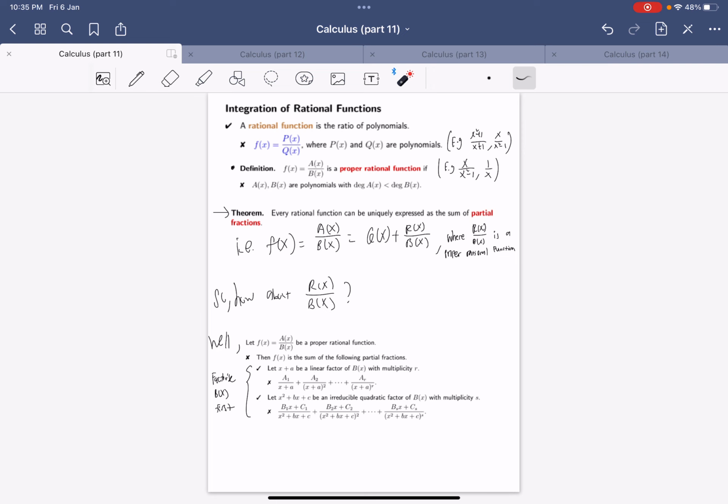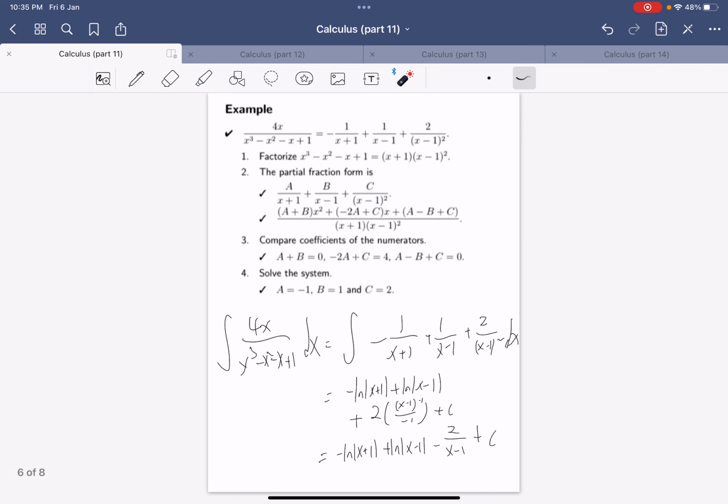So it's best I illustrate this with an example. For example, 4x over x cubed minus x squared minus x plus 1. We can see that the denominator can be factorized into this form. And so the partial fractions has 1 over x plus 1, because it only appears once, so there's only one term. And since x minus 1 is to the power of 2, it has a term over x minus 1 plus a term over x minus 1 squared, each with some constant that you must solve. So the partial fraction form is this.